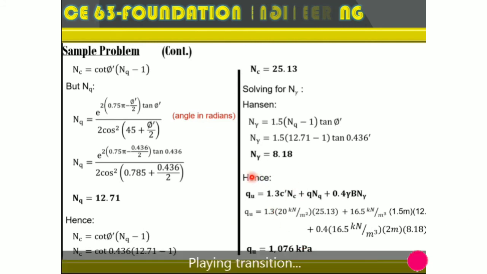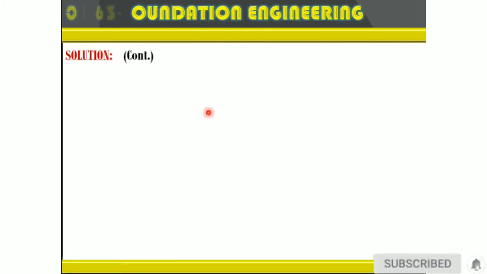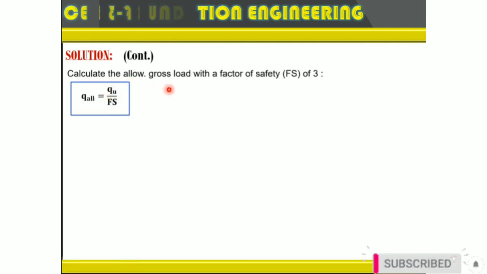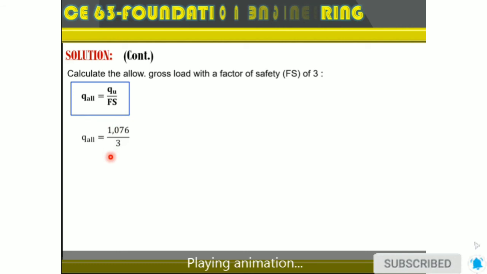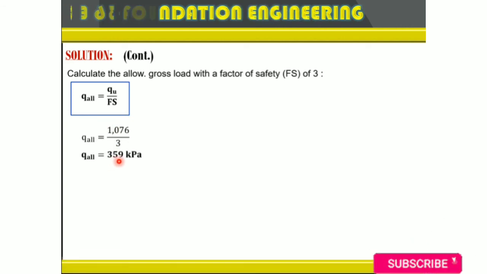So proceeding, we are now going to deal with this factor of safety, since we are going to determine the allowable gross load. By formula, we have q allowable equal to q ultimate over the factor of safety. The factor of safety is given as 3, and our ultimate q is calculated already, which is 1076 kilopascal. So we can determine the q allowable. We substitute the values here, and our q allowable is simply equal to 359 kilopascal.